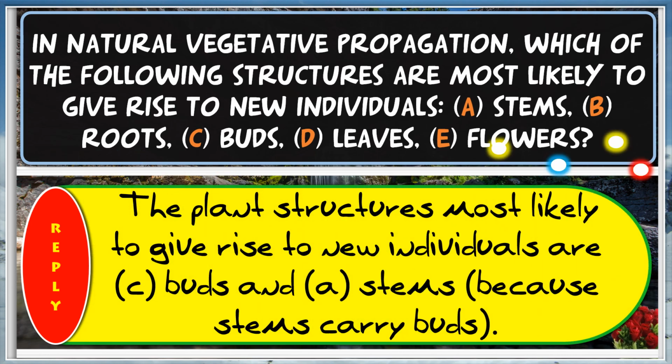The plant structures most likely to give rise to new individuals are C. Buds and A. Stems, because stems carry buds.